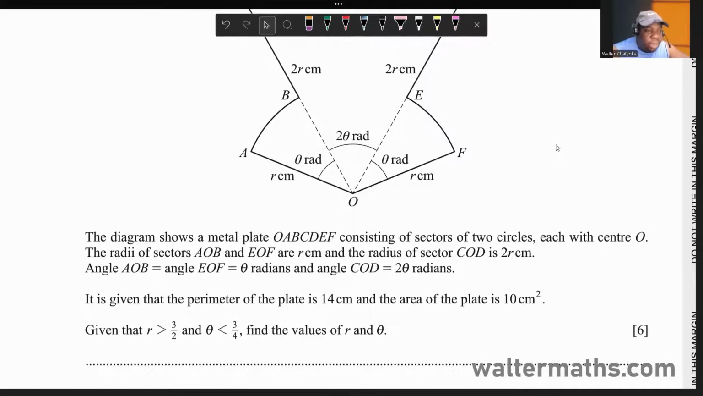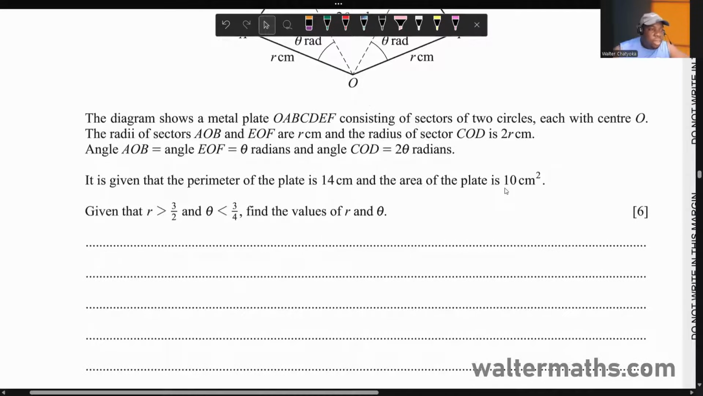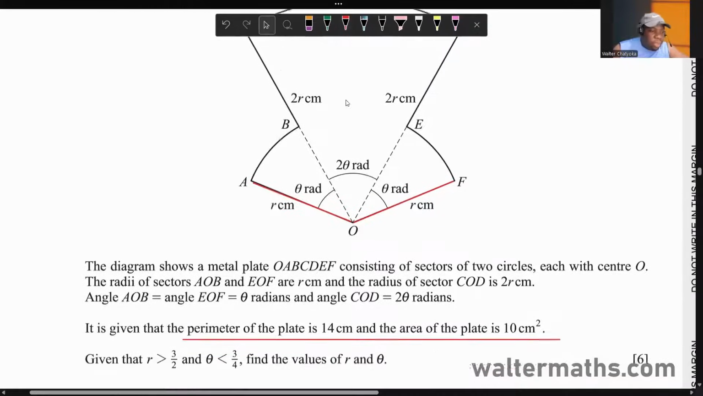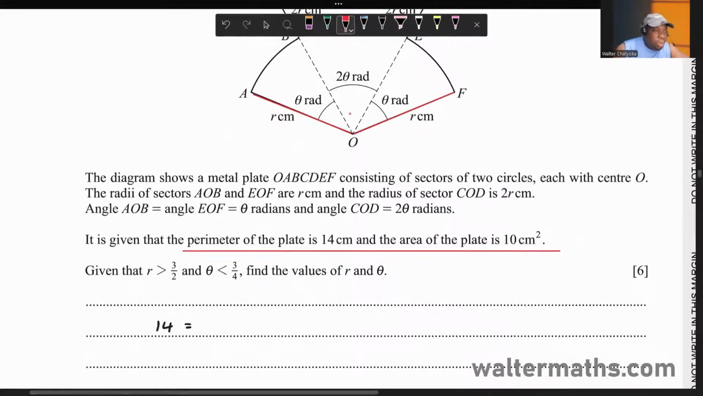Given that r is greater than 3 over 2 and theta is less than 3 quarters, find the values of r and theta. All right, so let's start with the things they've given us. They told us that the perimeter of the plate is 14 centimeters. So that means that 14 is equal to, and then for the perimeter, we've got r, and we also have r, so that is basically 2r.